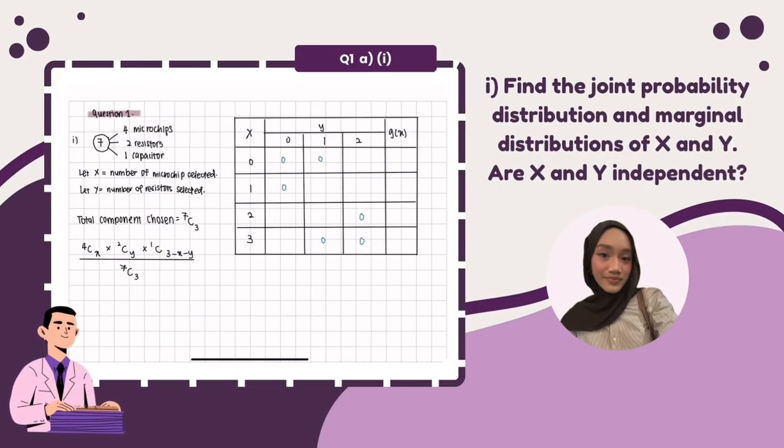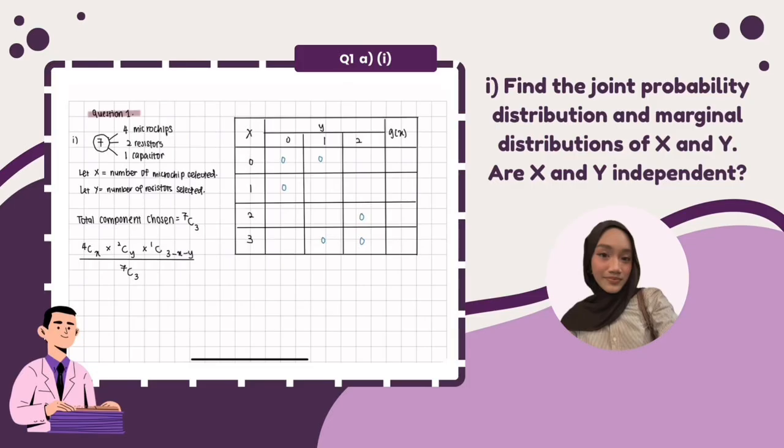So, for question 1, we are given 7 components consisting of 4 microchips, 2 resistors and 1 capacitor. Since 3 components are chosen from 7, the total number of possible samples is 7C3. And now we'll have to calculate it using the formula. We construct the formula using the combination principle method.